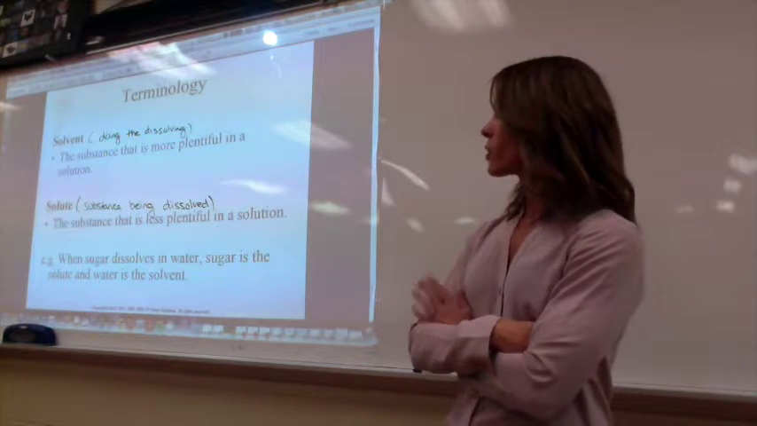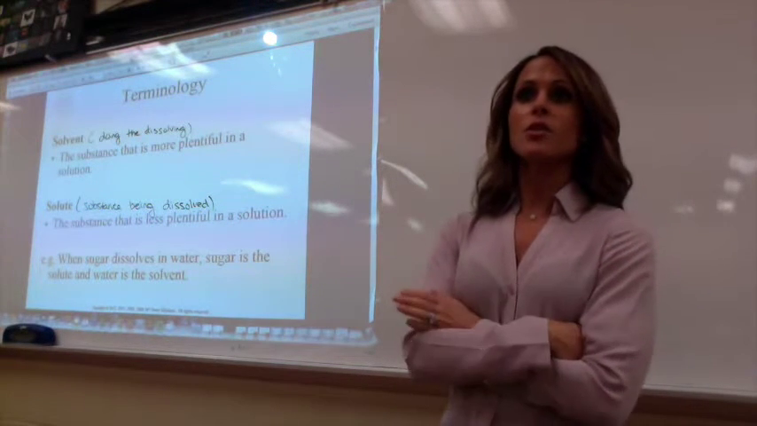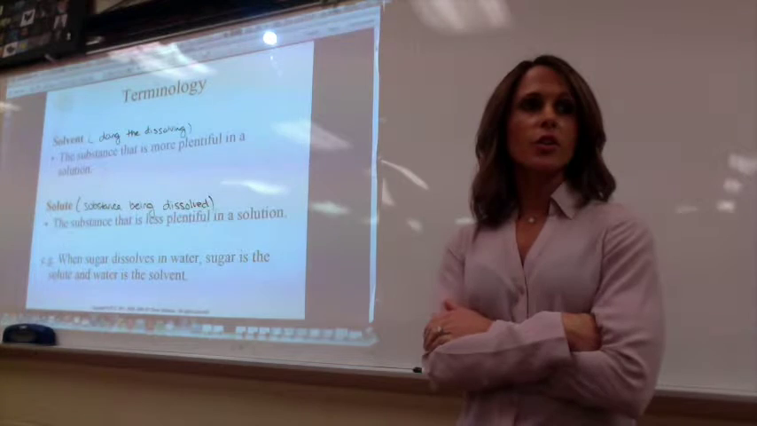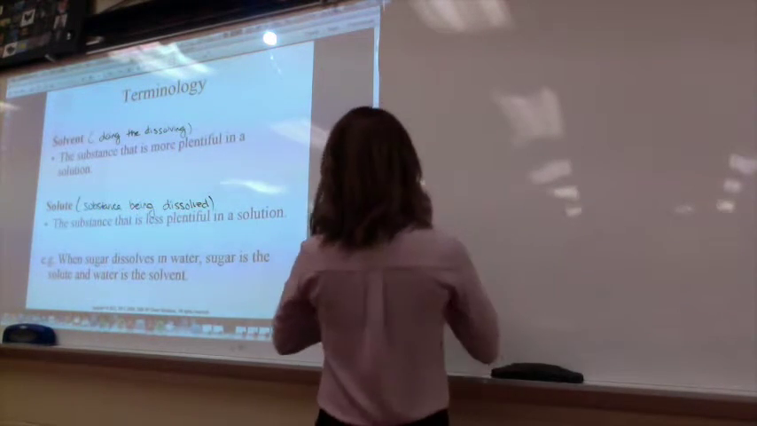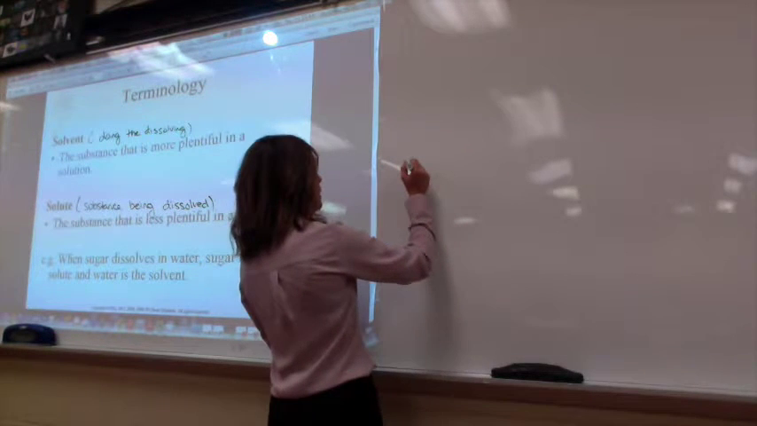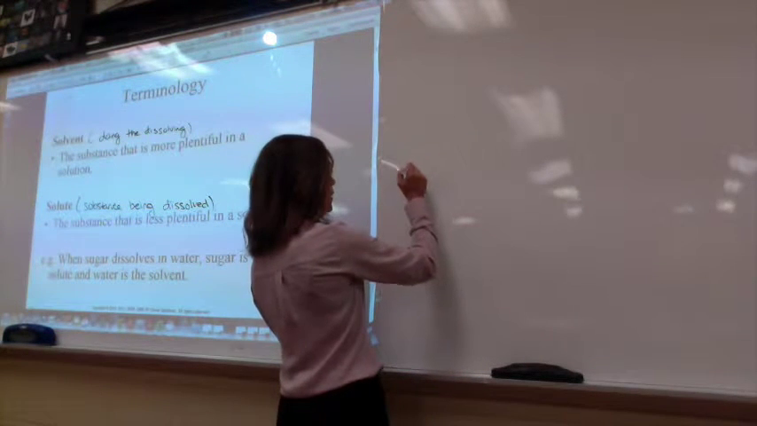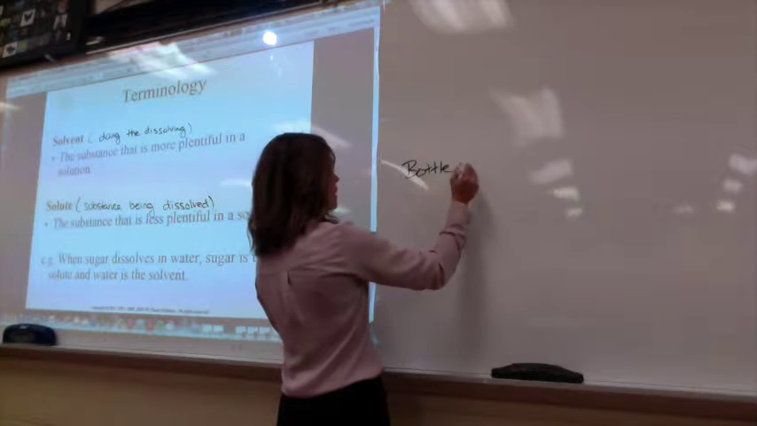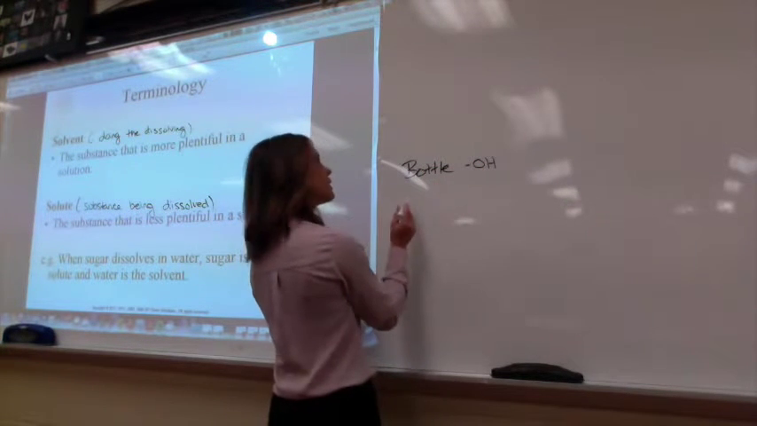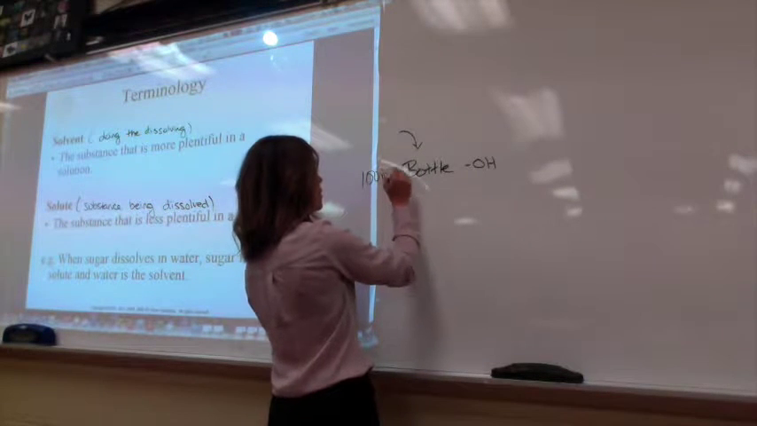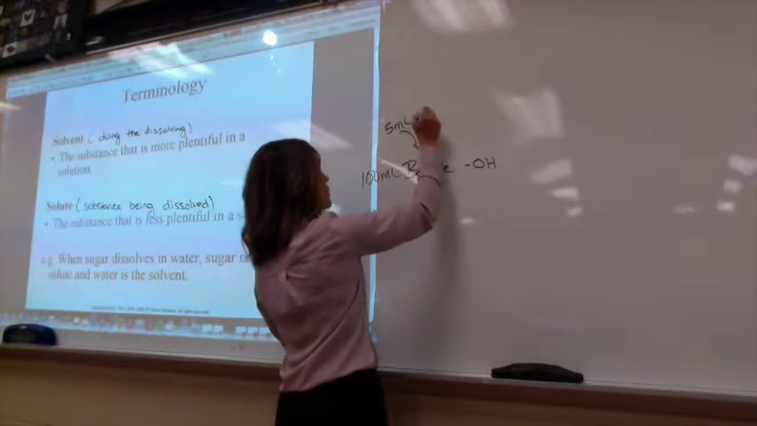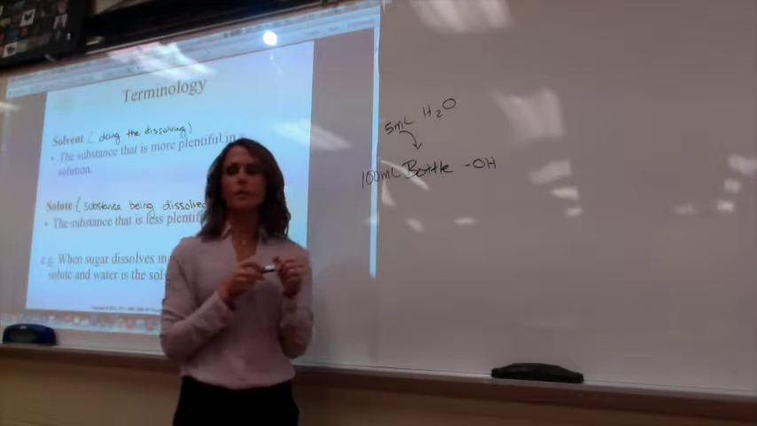So the way that you should really consider it is that the solvent is the substance that there's more of, and that the solute is the substance that there's less of. So say I have alcohol and water, and I have a bottle of alcohol, something with an OH on it, and then I pour in, this is 100 milliliters of alcohol, and I pour in 5 milliliters of water. So which is my solvent, which is my solute?